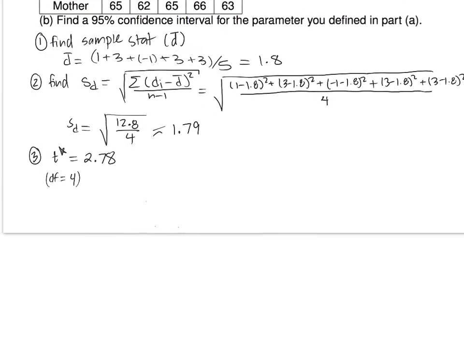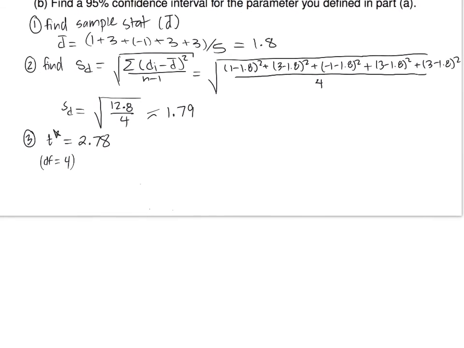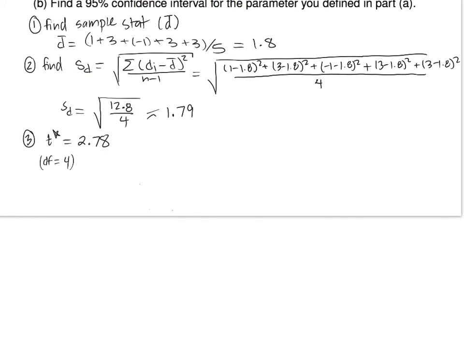Okay, and now we're at the stage we were at in the previous problem. Well, at least at step 2 we were. So the next thing we do is find the confidence interval. We have T star for that, so we're good. We also need to know what the standard error of d bar is. Well, that's s sub d over root n, which is 1.79 over root 5, which comes out to be approximately 0.8.